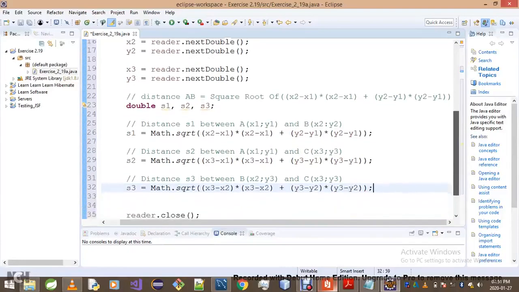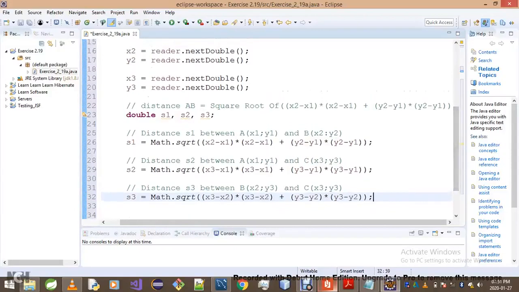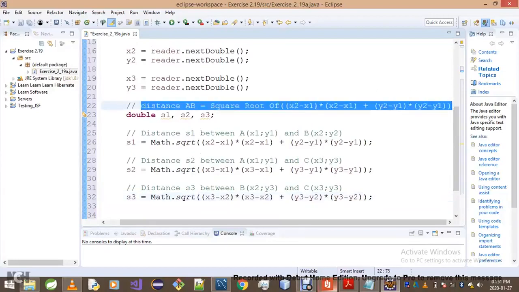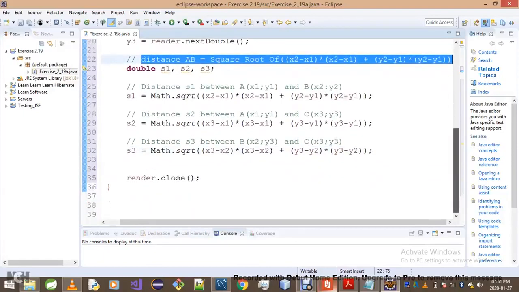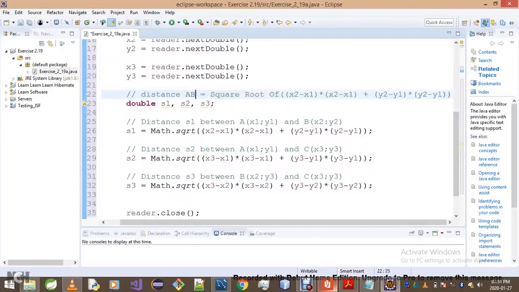You can check it out maybe online or using any textbook, that a distance formula is nothing else but this. The distance between AB is the square root of, this is the distance formula right here. What we did on S1, S2 and S3, we simply changed the coordinates. We used AB, we used AC for side S2, and lastly we used BC for our third side.